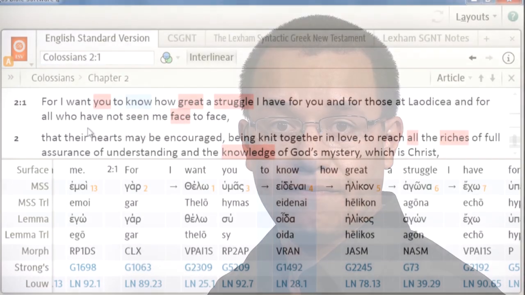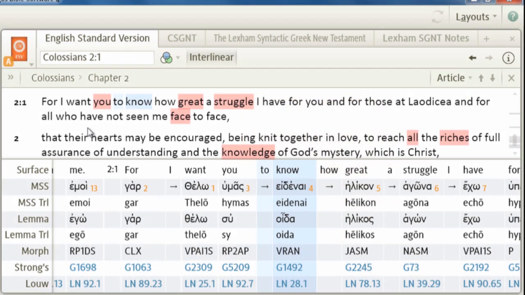If I were to write this sentence in Greek, you would be in the accusative, and the verb to know would be an infinitive. Colossians 2:1 reads, "For I want you to know how great a struggle I have for you, and for those at Laodicea, and for all who have not seen me face to face." The beginning of this sentence is just like the one that I used in my example.